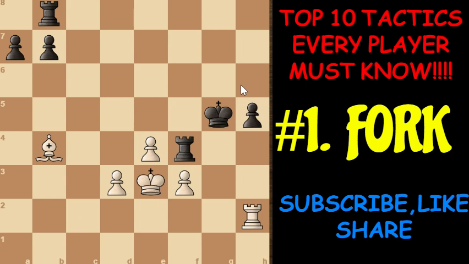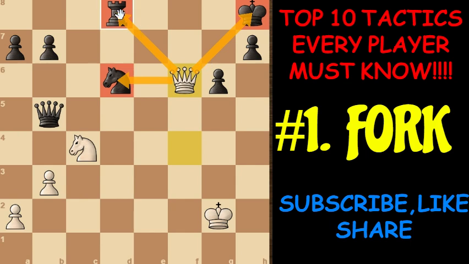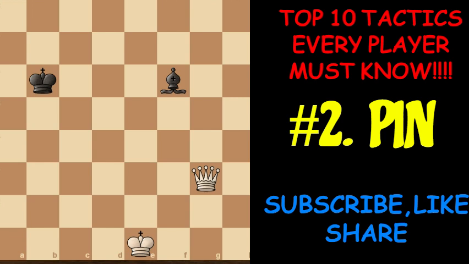This is how you can create a fork with the bishop, creating a double attack on the rooks. This is how you can create a fork with the queen, attacking the rook and the knight at the same time. Well, now let's look at another kind of chess tactic, that is the pin.